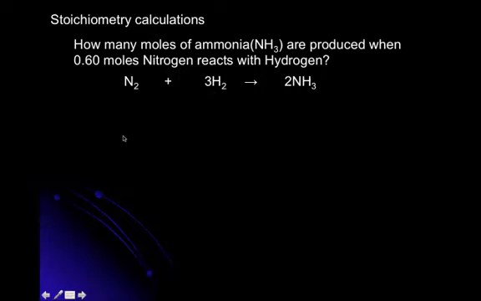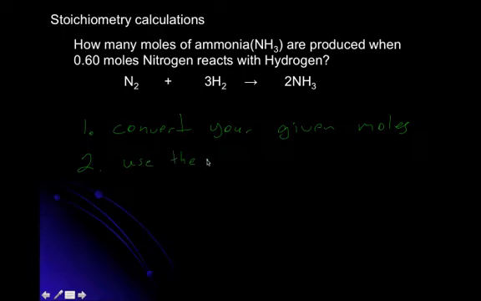The 3 basic steps that you're going to do in stoichiometry: number 1, you are going to convert your given to moles. If it's not in moles, convert it to moles. If it is in moles, then skip step 1. Number 2, you will use the mole ratio between given and desired, if you will.